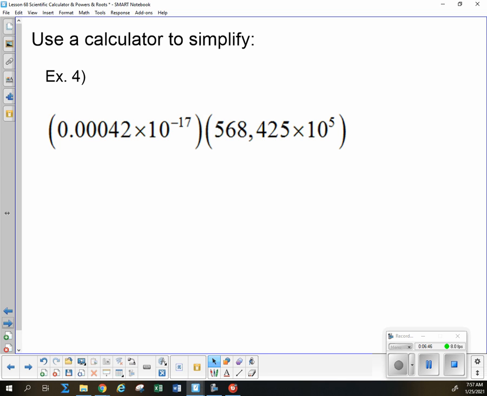Everybody at home and here, you're just going to type in 0.0042 times 10 to the minus 17. You can use the 10 to the button. And then you can just do times again. You don't even need the parentheses on this one because it's all multiplication. 568,425 times 10 to the 5th.